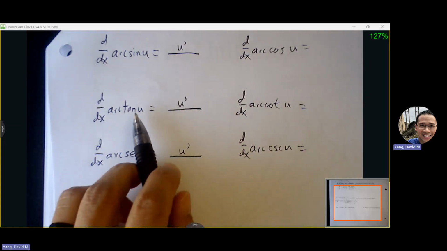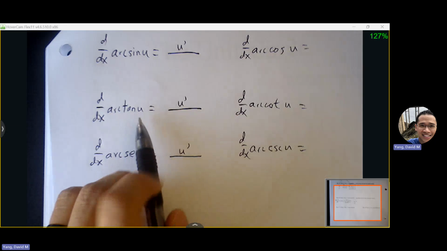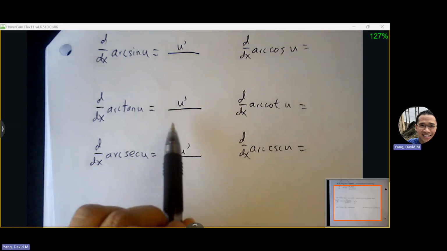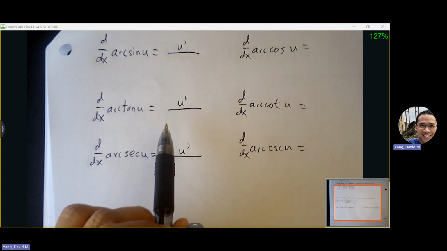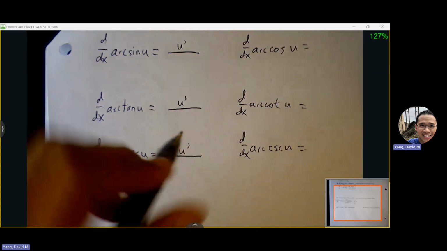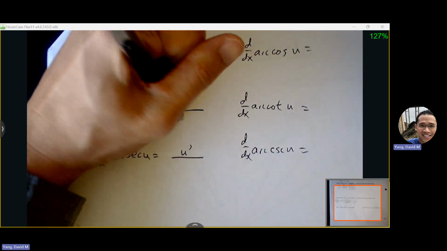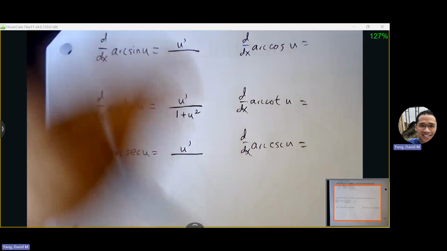Our tangent is the simplest looking denominator. It doesn't have a square root, doesn't have absolute value, it doesn't have a minus sign. It's just 1 plus u squared, or u squared plus 1. It doesn't really matter the order. So I like to start there.